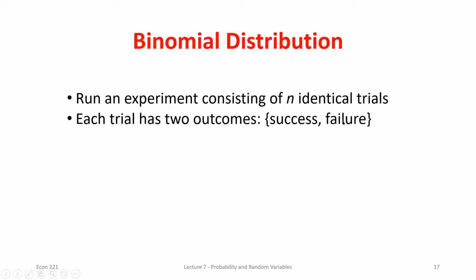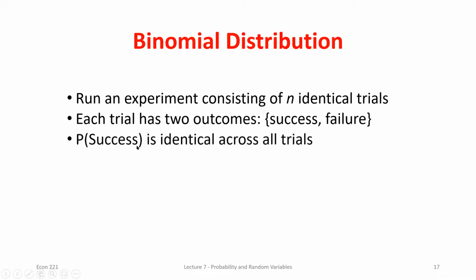Failure would be seeing the tails, or the other outcome. So let's say I flip it 100 times. Each time I flip it, the probability I see a heads is 0.5, if it's just a regular fair coin. So the probability of success has to be identical across trials. Even though I'm flipping this coin 100 times, on any one coin flip, the probability I see it come up heads is the same, 0.5.